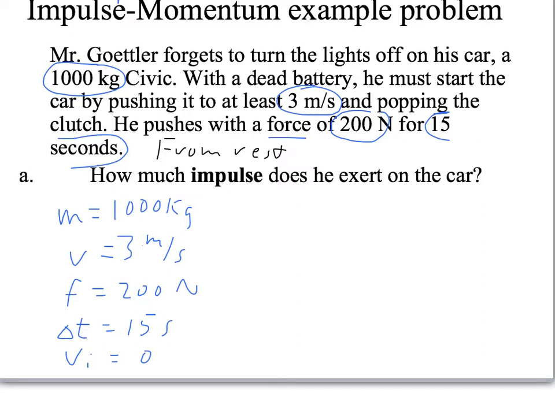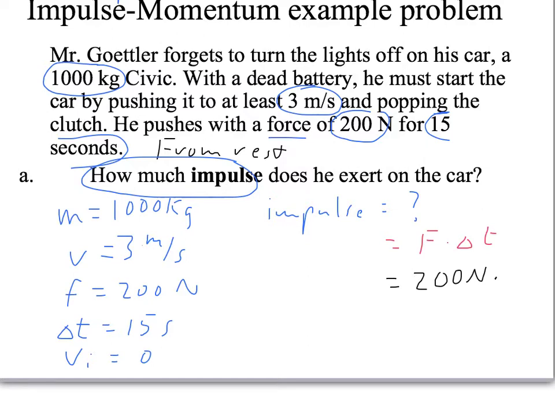Okay, so this part A is asking us to find how much impulse. So we can write on our paper impulse equals question mark. We have now clearly defined the information we have and the information we want to find. So go back to your equation sheet. You have the equation force times time. It's a pretty straightforward example here. You're going to do some more challenging ones tomorrow in class. The force is 200 newtons. The time is 15 seconds. So how much impulse do I exert on the car?